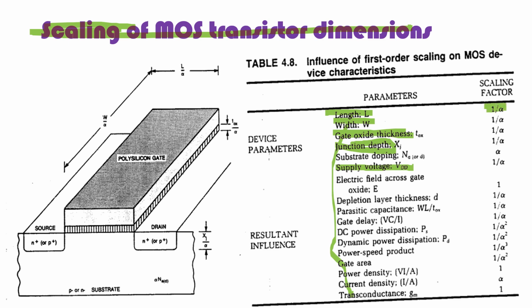So what is the scaling factor? Scaling factor is, say, 1 by alpha. Alpha is a general term here. If I make alpha equal to 2, then the length has been reduced to 1 by 2. That means the length is halved. If it is 1 nanometer, then we will go with half a nanometer. Even the width and gate oxide thickness all become 1 by alpha, and the substrate doping will become alpha.